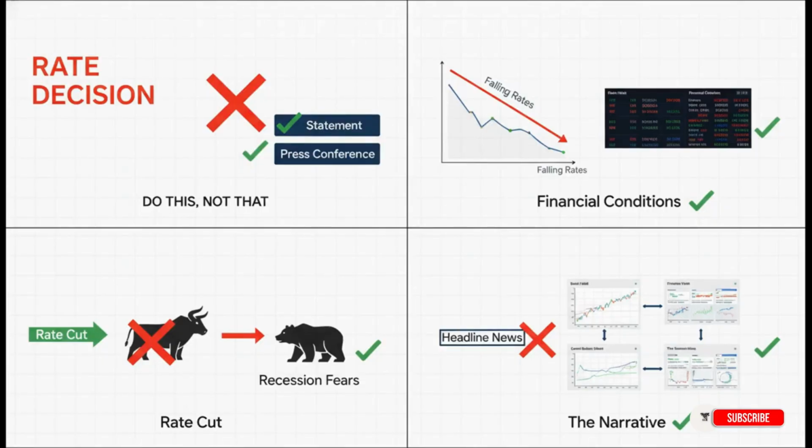And this brings us to the common traps people fall into. So many people just look at the headline rate decision and ignore everything else. They forget that financial conditions are a huge piece of the puzzle. They just assume that rate cuts are always good for stocks. But hey, if the Fed is cutting because a recession is right around the corner, that's a whole different story, right? The key is to trade the big picture, the narrative, not just the headline.